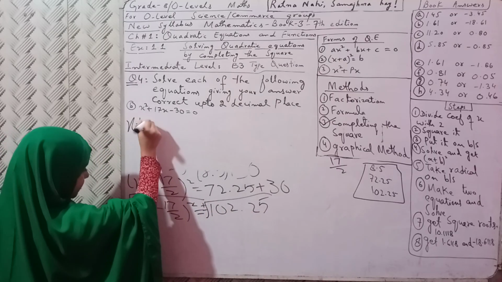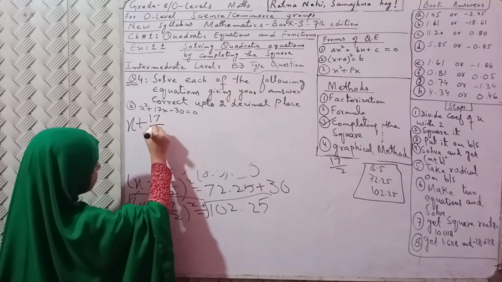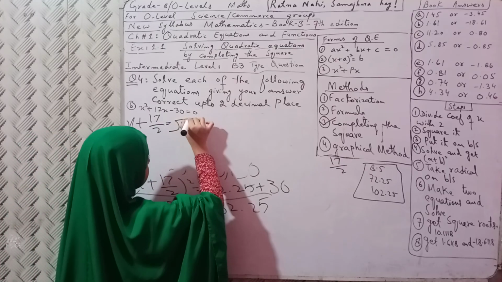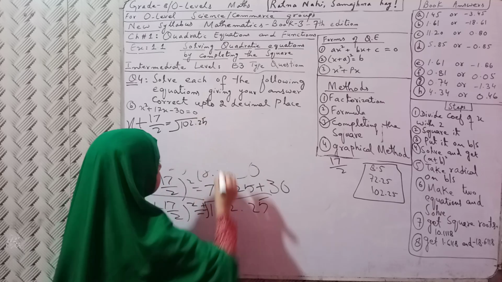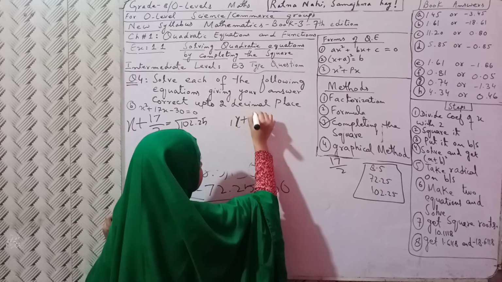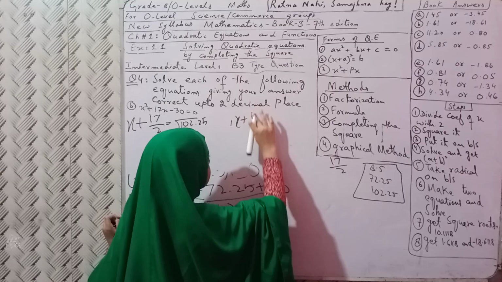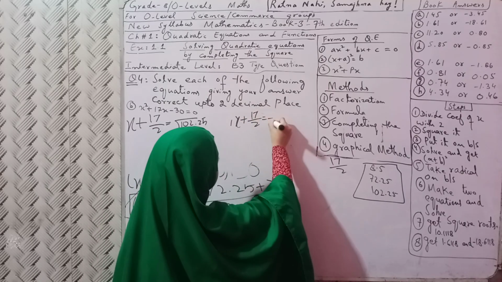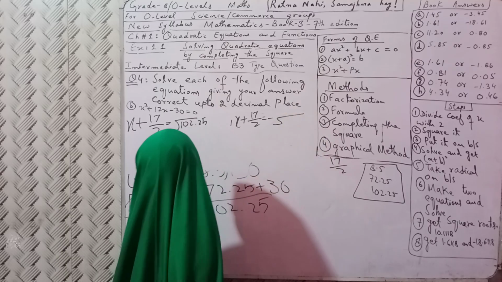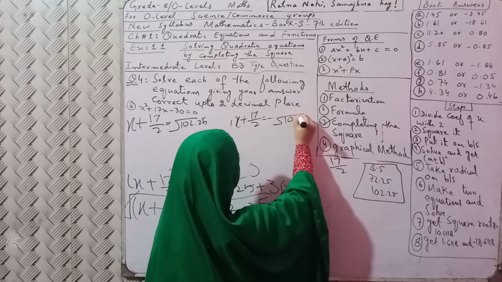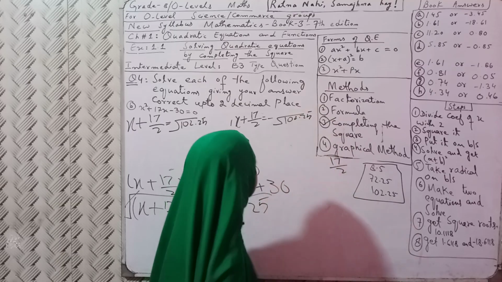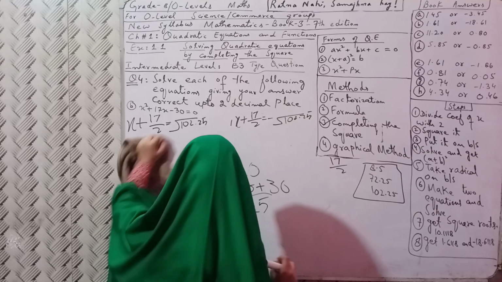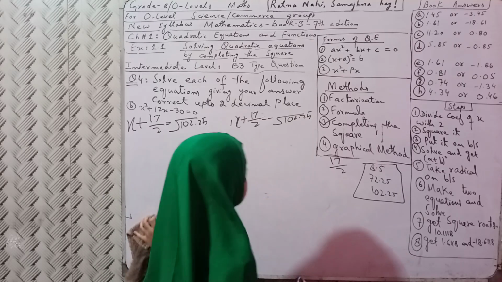And here will come x plus 17 upon 2 is equal to radical 102.25. X plus 17 upon 2 is equal to minus radical 102.25 will come here.